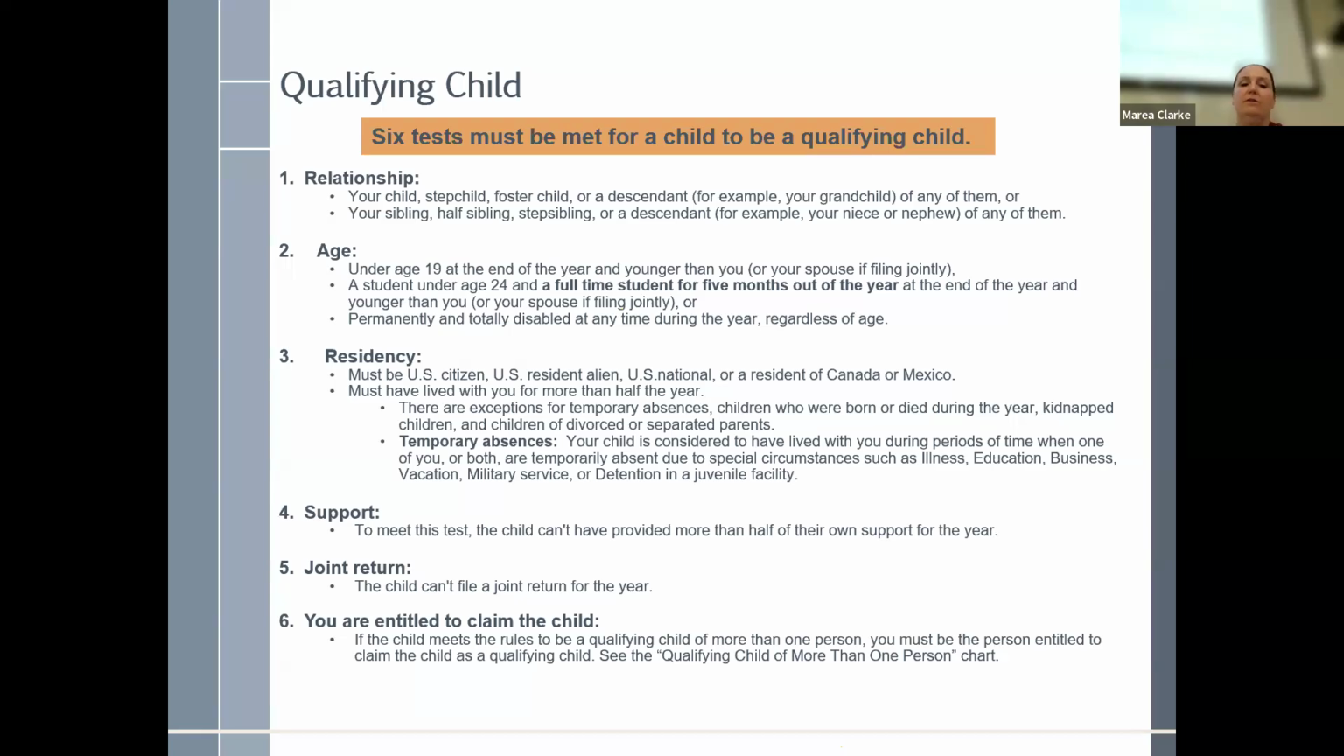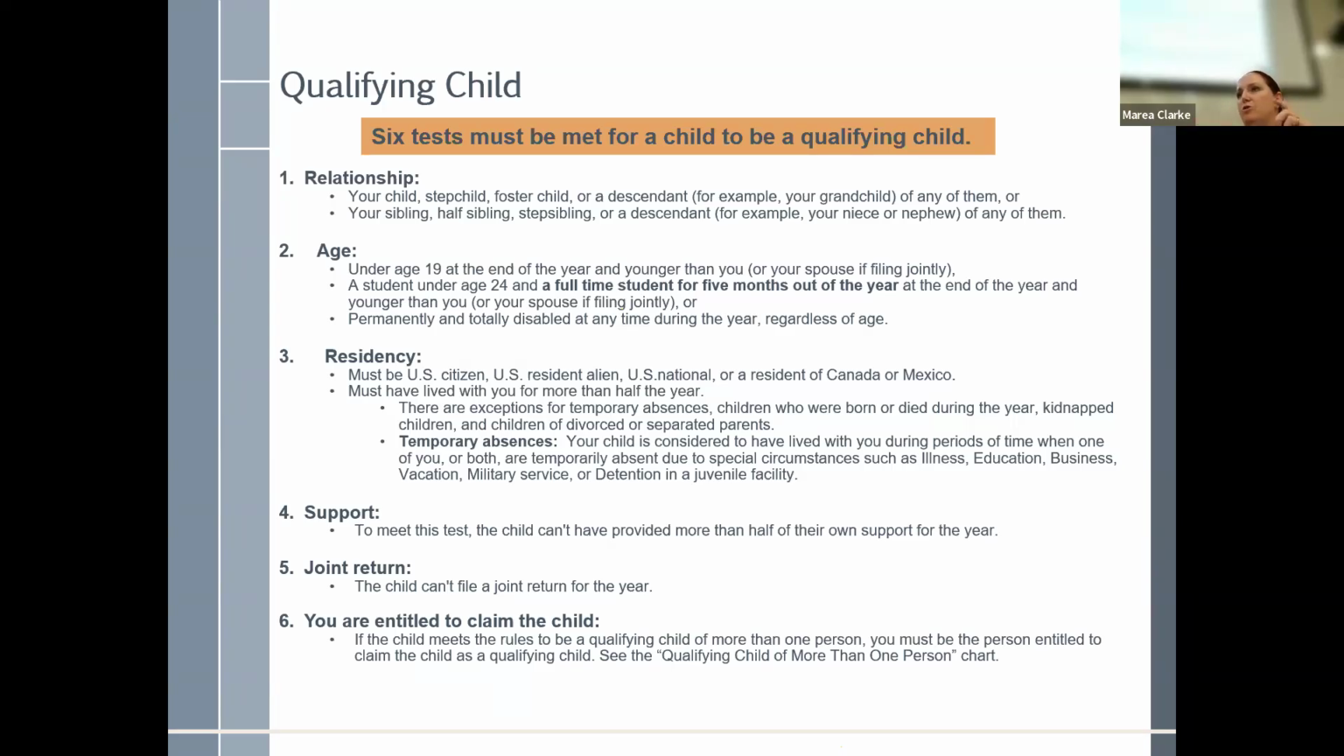All right. There's a support test. The child can't have provided more than half of their own support. The child also can't file a joint return. If they are married and filing a joint return, they are no longer a dependent. And then you must be entitled to claim the child as well. Sometimes there can be multiple people that could potentially claim that child. So to meet the qualifying child test, you must be the person entitled to claim the child.